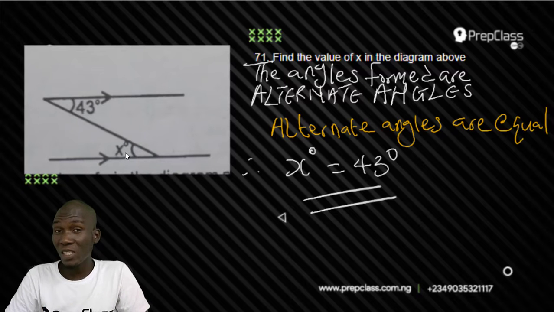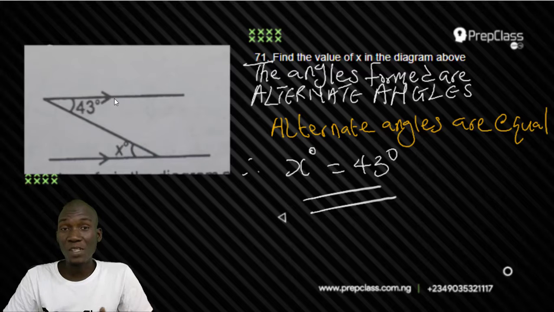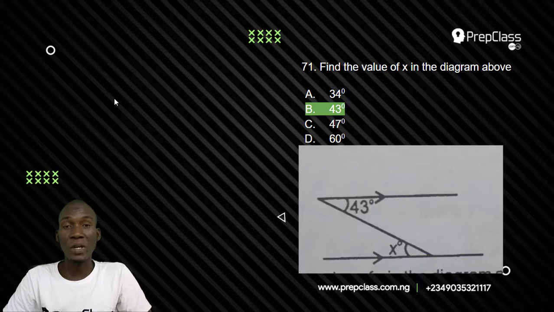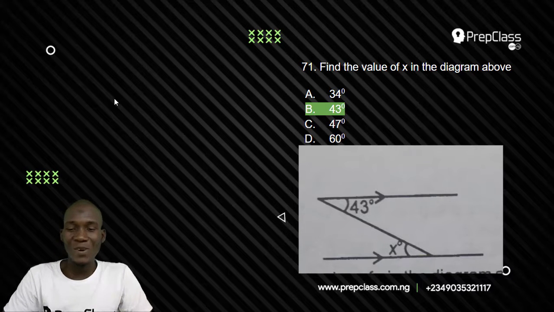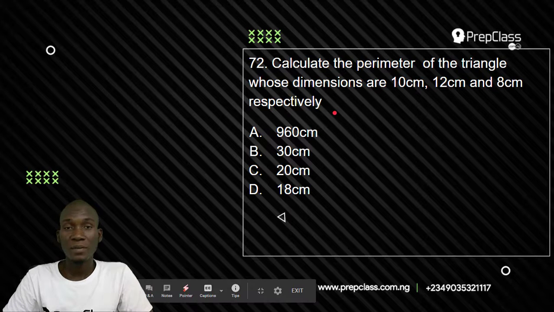You can see how simple it is. If you're not sure of the kind of angle that is formed here or the principle behind solving this question, obviously you're going to miss it out. So for this question, the angles formed are called alternate angles, and in mathematics, alternate angles are equal. So therefore, our correct option is option B, 43 degrees. That was very easy. Okay, so we are going to move to the next question, question number 72.